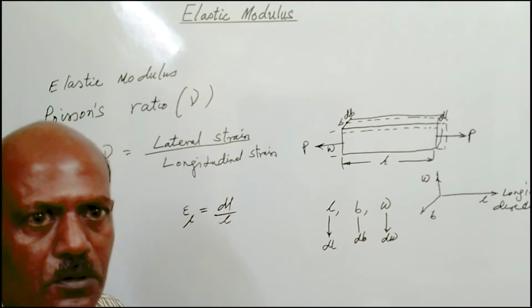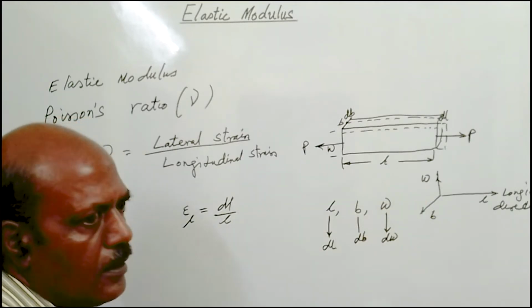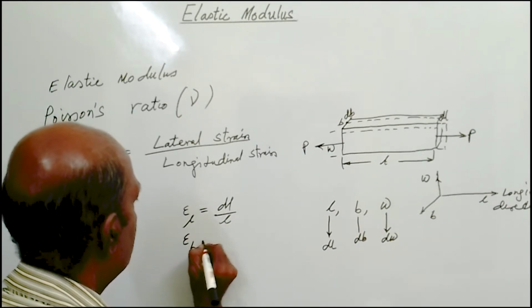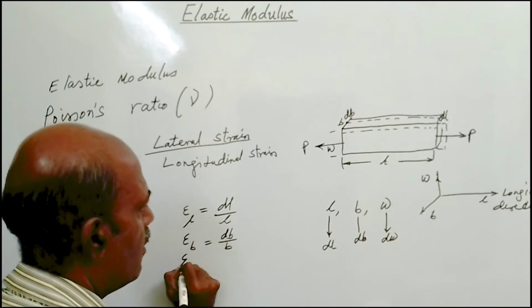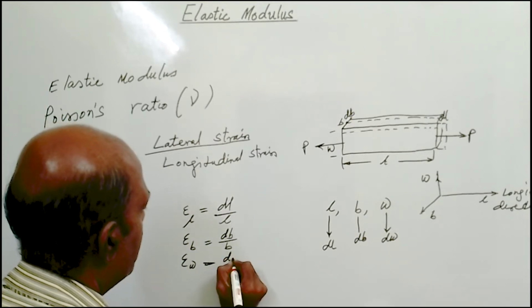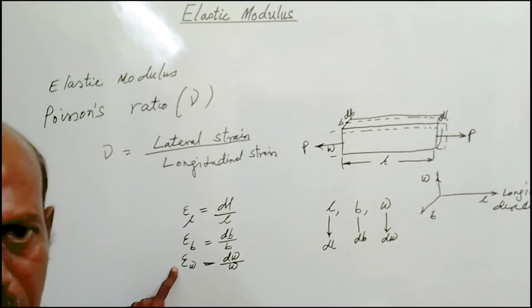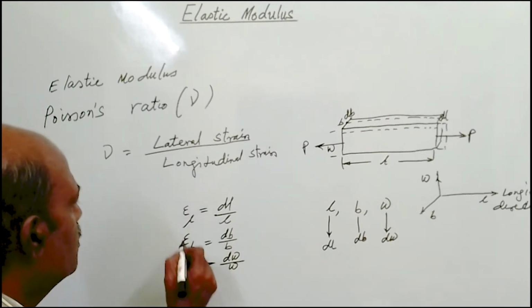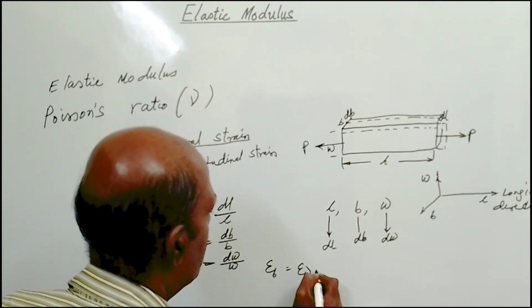In the other two directions, perpendicular to the L direction, that is the B and W directions, the strain will be a compressive strain, and it is given by epsilon B equal to dB by B, and epsilon W, along direction W, is given by dW by W. These epsilon B and epsilon W are called lateral strain, and epsilon L is called longitudinal strain. These two, epsilon B and epsilon W, are equal.